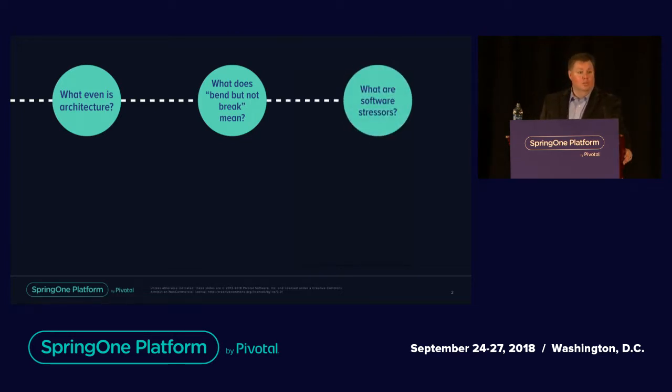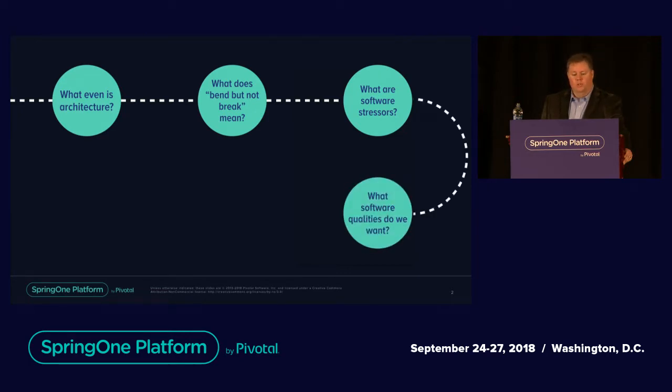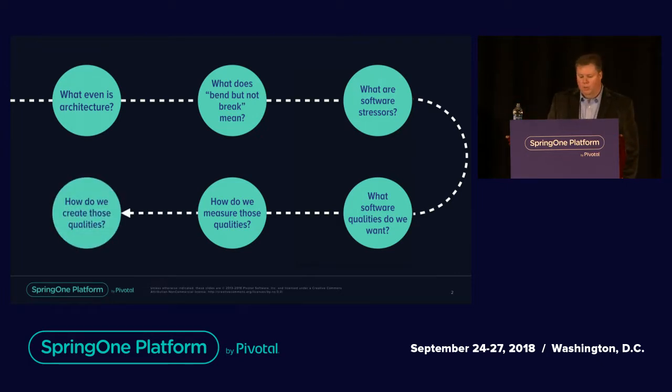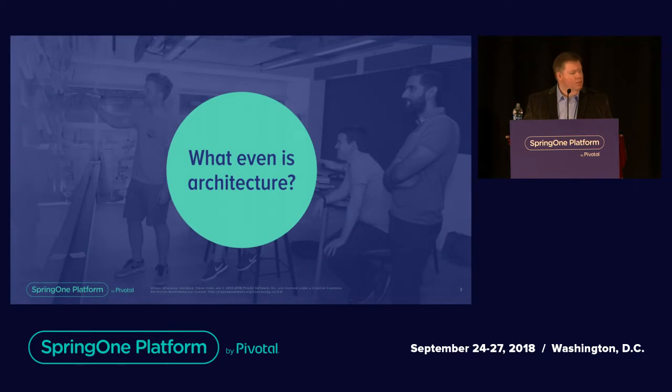What are software stressors? When our software is stressed, how do we want it to behave? What qualities do we want it to have? How do we measure those qualities? It's a pretty important one. How do we know that we actually have the thing that we wanted to get? And then ultimately, how do we go about creating those qualities? So this is the map of where we're going, and we'll keep coming back to it to remind ourselves of where we are. So let's start with, what is architecture?